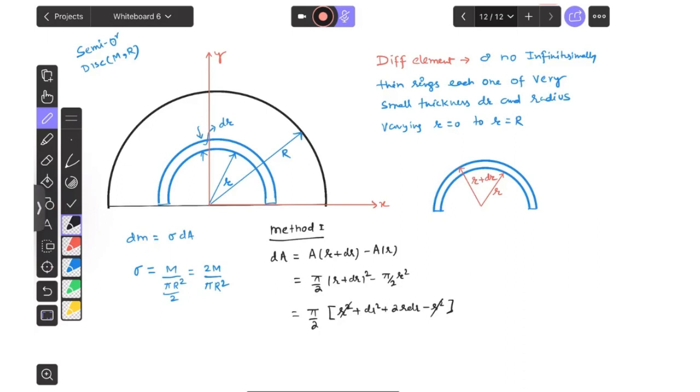Whenever we have something which is infinitesimally small, the higher power of such a quantity will be neglected. Suppose I have a quantity x which is very, very small, then every power more than 1, that is x square, x cube, these terms will be neglected. So here our dr is infinitesimally small, so dr square will be very, very small and we'll neglect it. So here dr square is equal to 0. Upon simplifying it, you see it's going to become pi r dr.